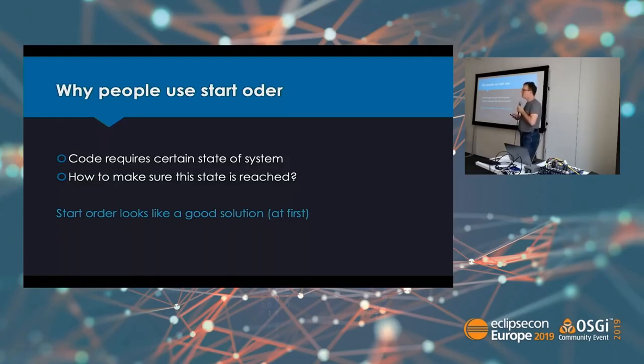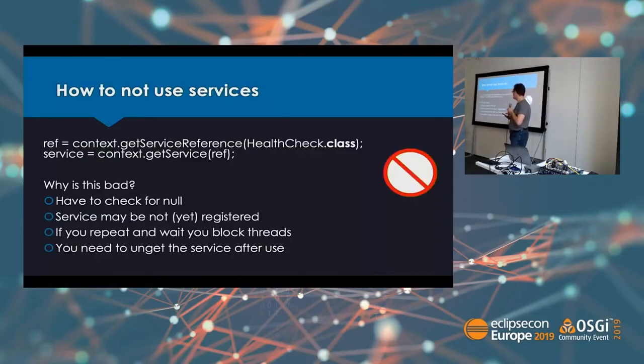So the question is, why do people use start order at all? And the typical thing is, the code requires the system to be in a certain state. And sometimes this is just something like one bundle changes a static variable in some place, and the other bundle needs that for a static factory or something. This is never a good idea in OSGi. So your dependencies should always be on the level of services, and this makes it better. So only at first the start level looks good. If you use it in practice and your system grows, it's becoming worse and worse.